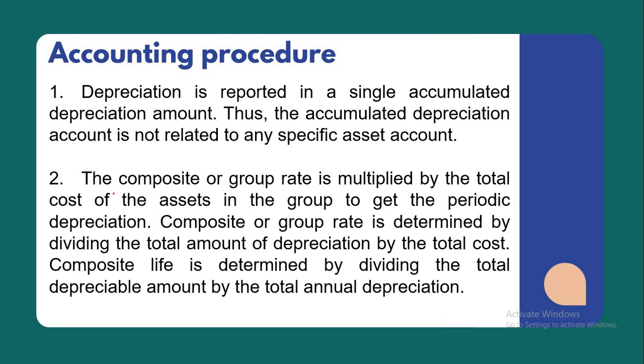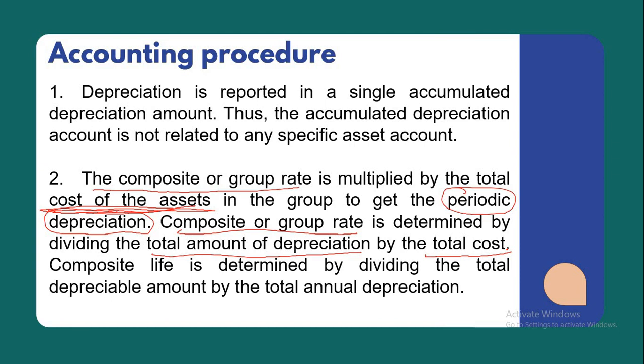Next, the composite or group rate is multiplied by the total cost of the assets in the group to get the periodic depreciation. So, ang imuha daw periodic depreciation or your annual depreciation is equal to the composite or group rate times the total cost of the assets. Okay? Take note of this one. Composite or group rate is computed by dividing the total amount of depreciation by the total cost.